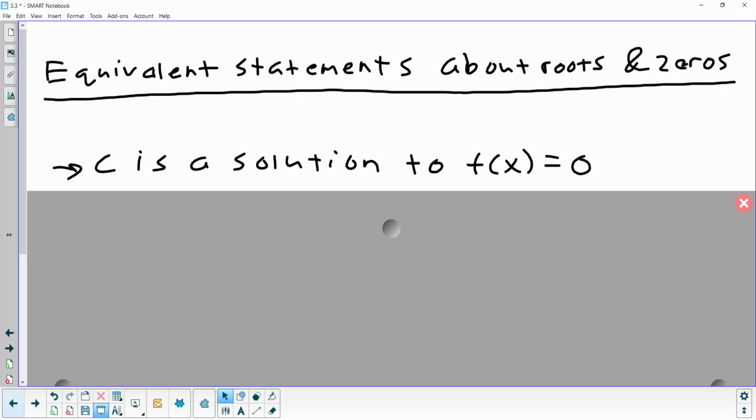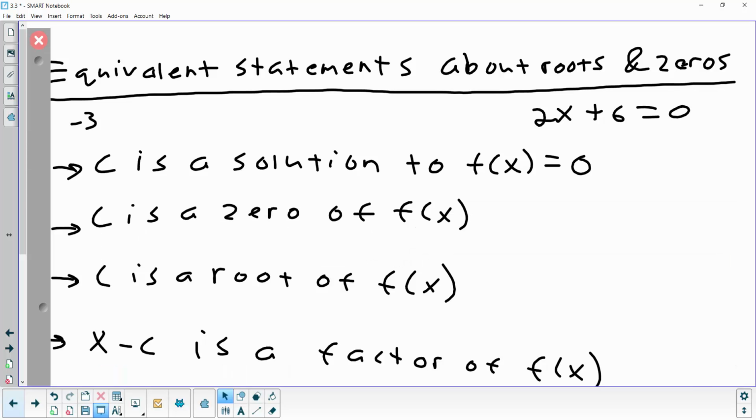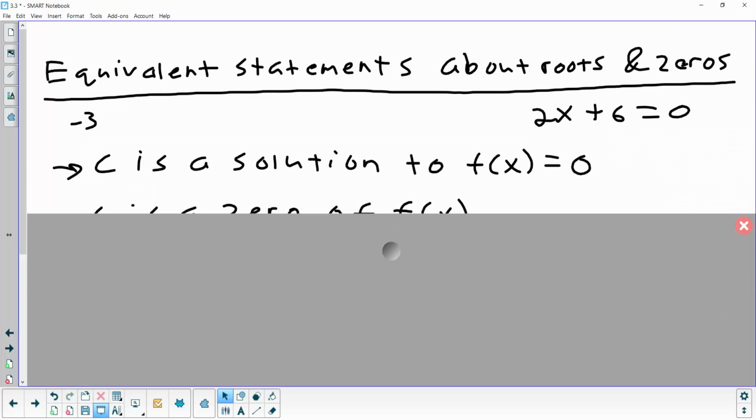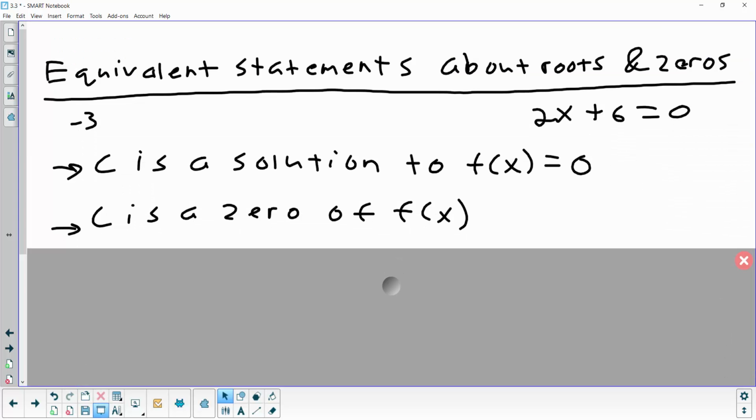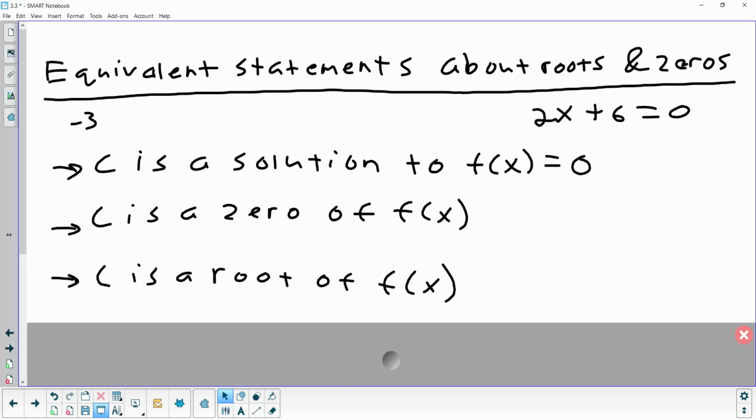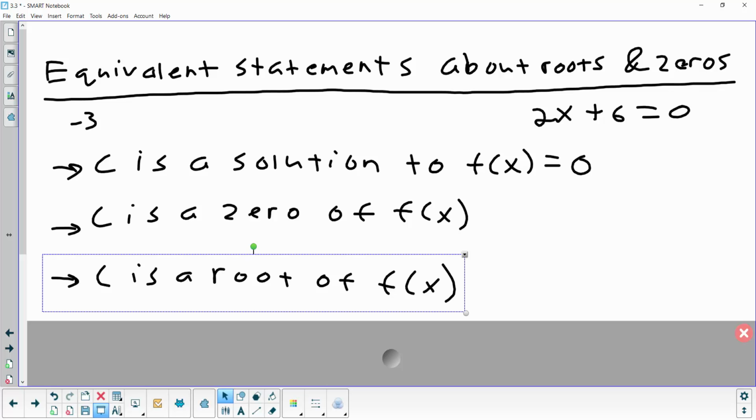So this kind of summarizes all the different things we've said. If you have, let's just make up something like this. In that case, the root of that equation is negative 3. If you plug in negative 3 for x, you will get 0. So in my example, let's pretend like c is negative 3. I'm saying negative 3 is a solution to this equation. If you can plug in a number and the answer comes out to 0, then that number is called the 0 of your equation. That number is also called the root of your equation.